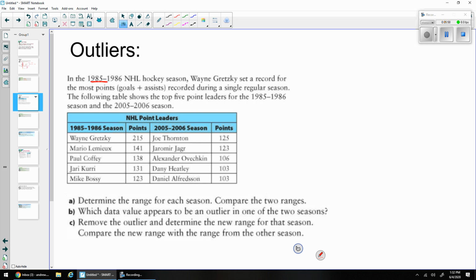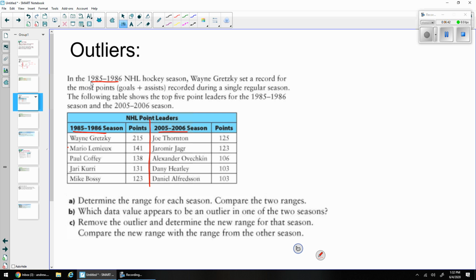So for example, in the 1985-1986 NHL hockey season, which is shown here, Wayne Gretzky set a record for the most points. So his goals plus assists, he had 215, which is crazy. Because nowadays, if you break 100, that's very good. I mean, obviously back then, there weren't that many guys breaking 100. And this table shows the top 5 point leaders for the 1985-86 season and also the 2005-2006 season. So we have two sets of information, split down the middle here. On the left side, 1985-1986, then 2005-2006.